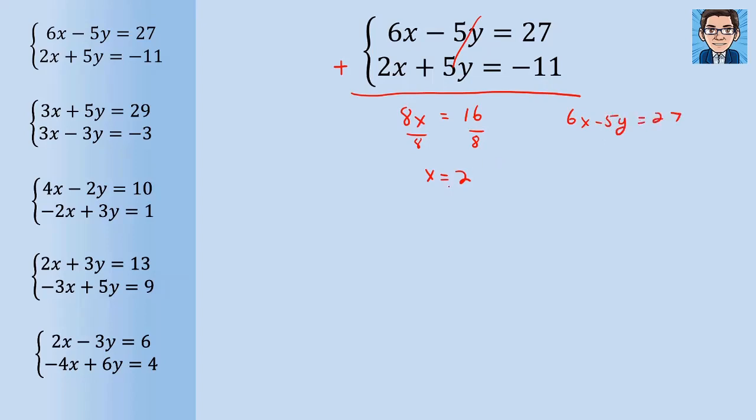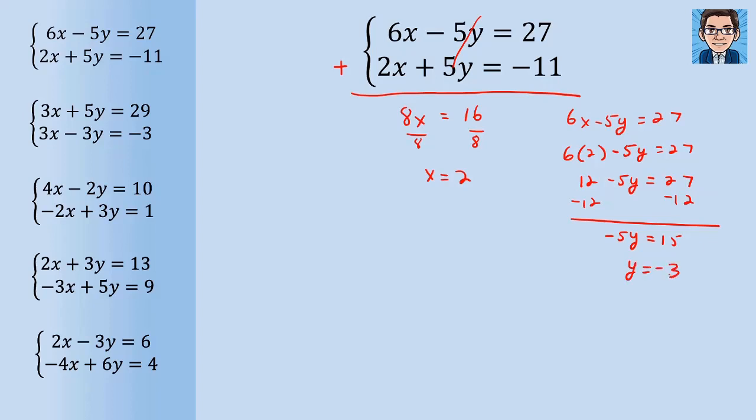So now that we know x is 2, we're going to put that in for x. 6 times 2 minus 5y equals 27, or 12 minus 5y equals 27. Subtract 12 from both sides, and we get negative 5y equals 15. Divide both sides by negative 5. And you get y equals negative 3. So x equals 2 and y equals negative 3 are the x and y values that will make both of these equations true at the same time.